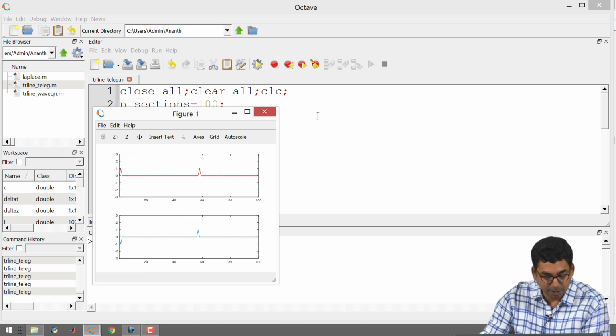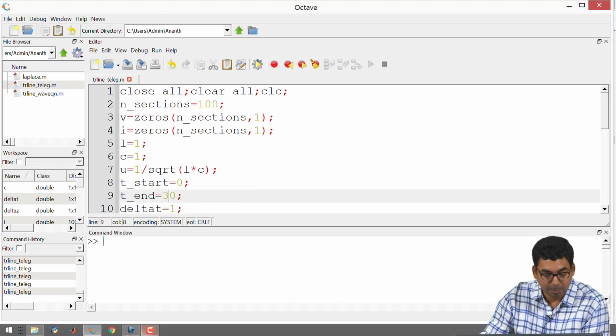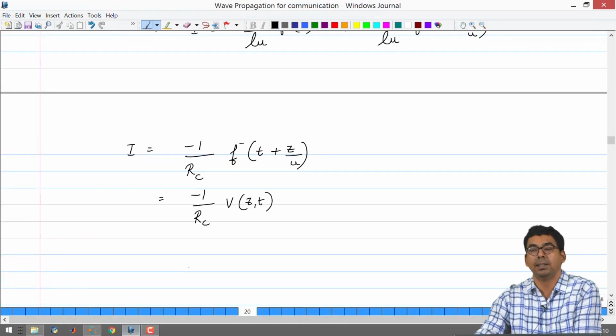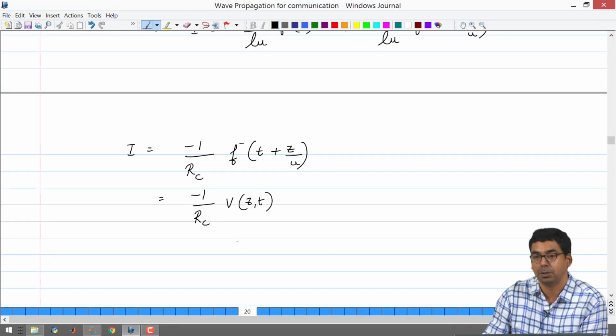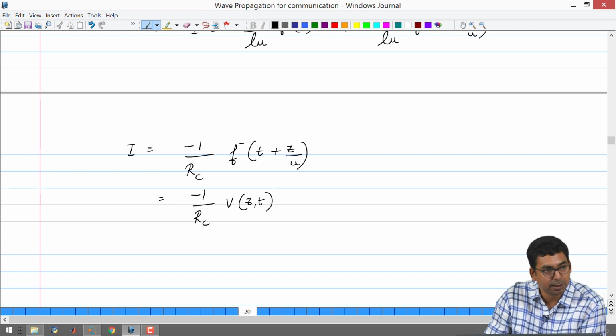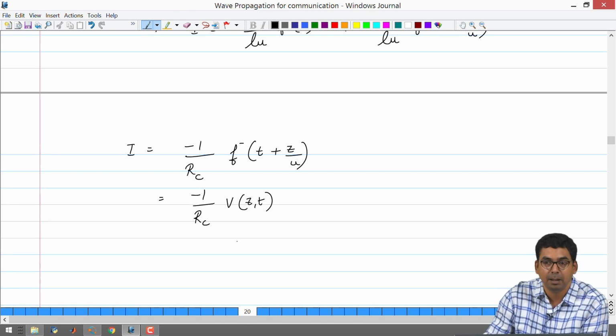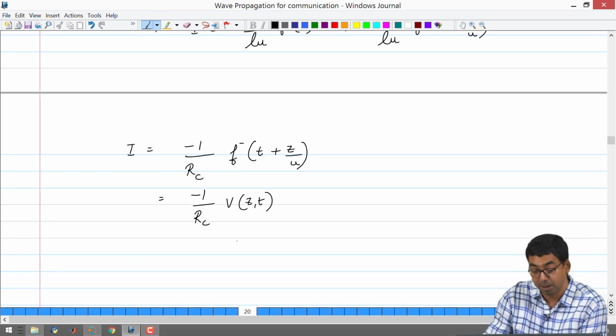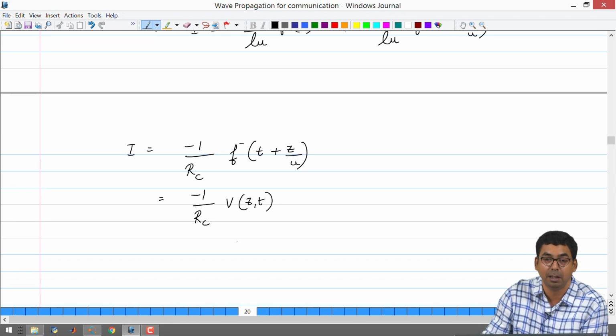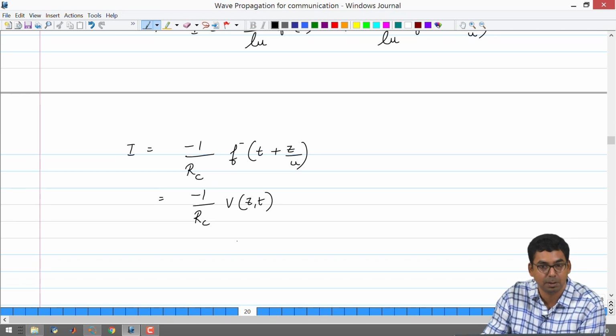The second thing that we were noticing in the other class was that as it goes and hits the boundaries, something starts to happen. We were starting to see reflections, and the reflections were altering the sign of the voltage or the current also. We need to start to look at this in more detail.